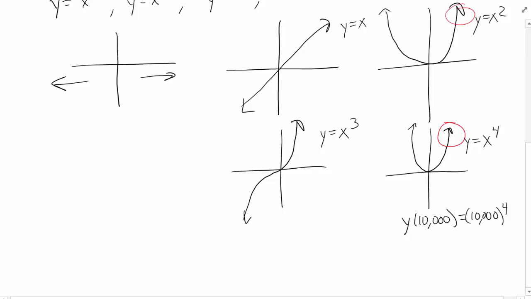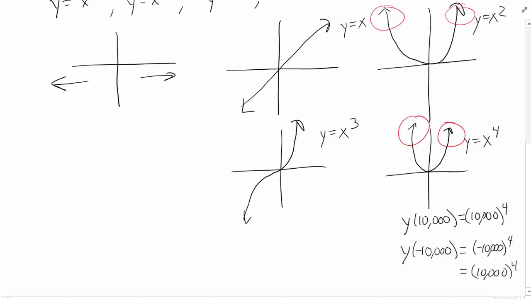If you plug in a big negative, like negative 10,000, and you raise that to the fourth power, well, negative 10,000 times itself 4 times is going to end up positive because there's an even amount of negatives. Negative 1 times a negative 1 is a positive 1. And another negative 1 times another negative 1 is another positive 1. So this is going to be positive in the end. So 10,000 to the fourth is really what you get, which is also why on that left side it goes up left, just like x squared.